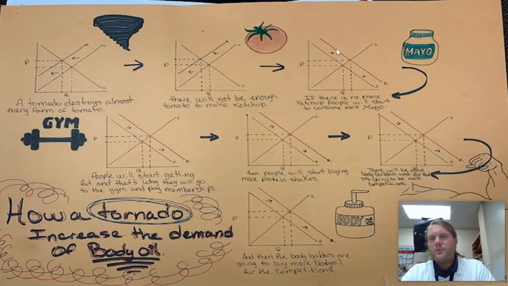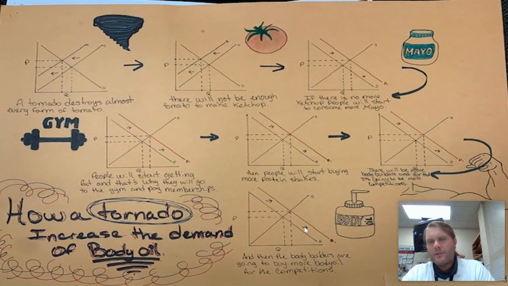So people start substituting mayonnaise. Okay, so we're going to increase our demand for mayonnaise. Mayonnaise is unhealthy. There's a lot of calories in it. So people start going to the gym, and they say we're going to buy gym memberships. Okay, so increase in demand for gym memberships. He also says increase in demand for buying protein shakes. Okay, he didn't get a picture of a protein shake, -1. So make sure you get all your pictures. And then he says there are going to be more bodybuilders. And so he says that there's going to be an increased demand for bodybuilding competitions.